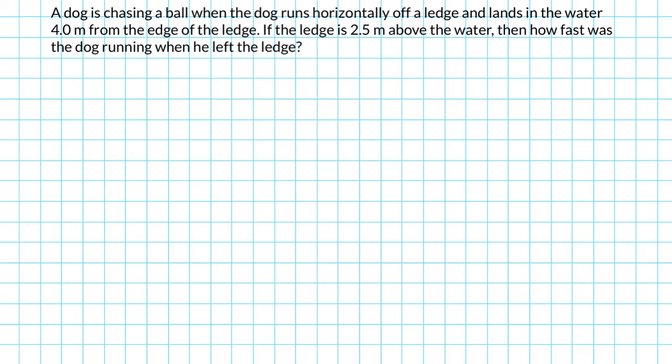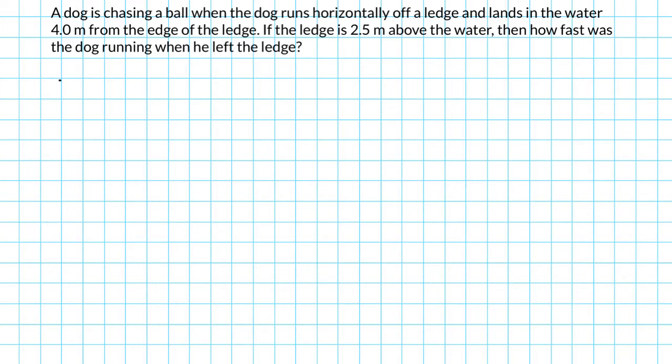This video is going to show you how to solve a projectile motion problem where the initial velocity is horizontal. A dog is chasing a ball when the dog runs horizontally off a ledge and lands in the water 4 meters from the edge of the ledge. If the ledge is 2.5 meters above the water, then how fast was the dog running when he left the ledge? Okay, let's start with a picture of what's going on here.